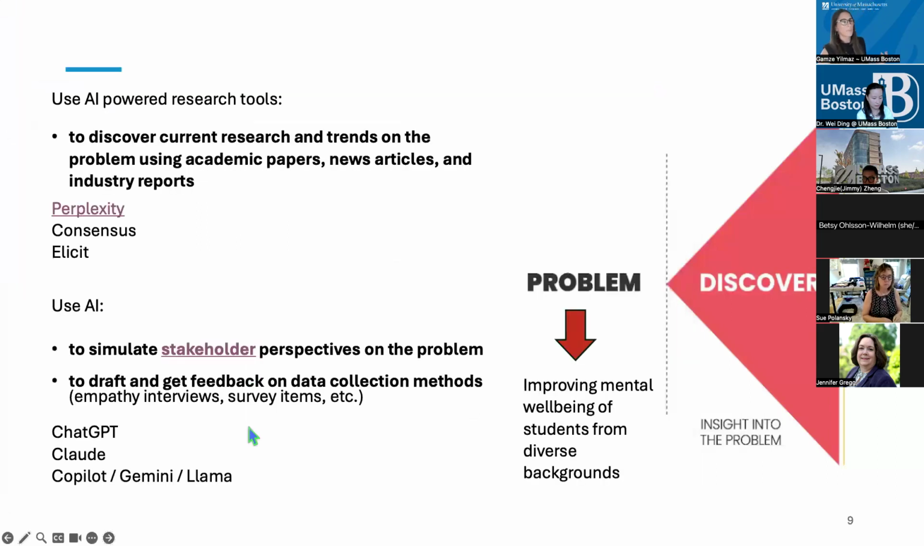So we can also use AI to, again, at the end of the day, you need to go out there and talk to real people, target users, or the people for whom you're solving this problem. But you can draft and get feedback on data collection methods, what questions to ask people. Maybe you can check the reliability or validity or quality of your survey items.